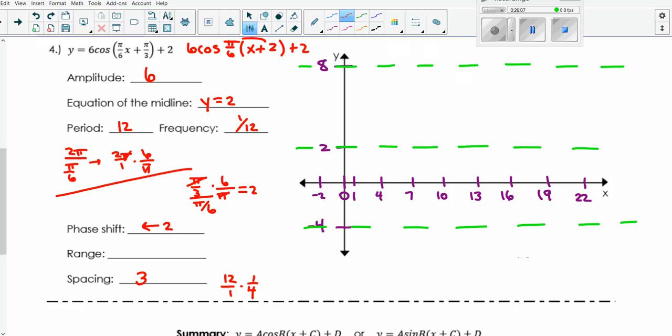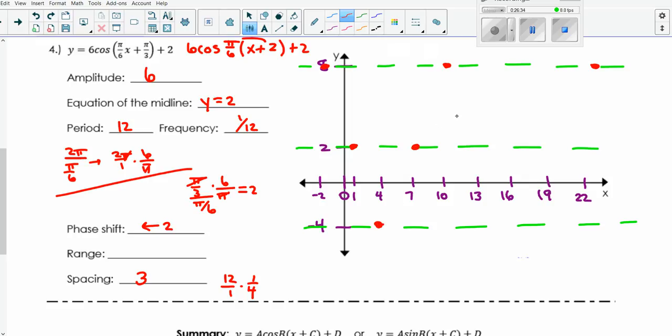Cosine starts at a maximum, and there is no reflection, so it does start at a maximum. Remember, I'm starting at -2, so that means I'm starting all the way up here. When I jump 4 times, I need to be back there. So when I jump 1, 2, 3, 4, I have to be back up there, and when I jump 1, 2, 3, 4 again, I have to be back up there. Okay, so my next tick mark would be here. Make sure it's on the midline and not on your x-axis.